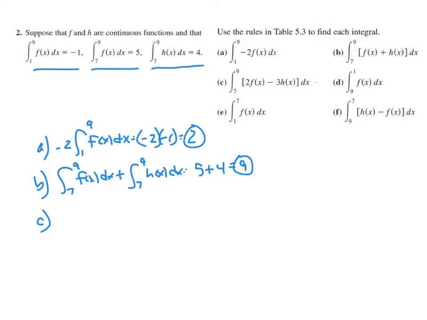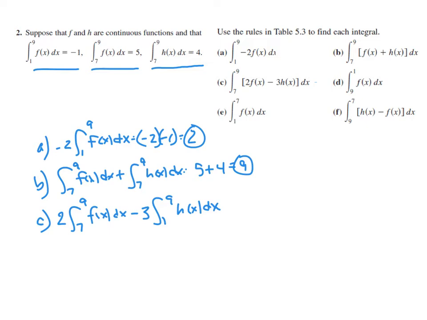Let's keep going. C. All right, now what's going on in C? Well, it's got a couple things going on. I've got subtraction on the same interval, so I could separate them, and I've got some coefficients. So let's kind of do two things at once. So I can take that 2 out, 7 to 9 of f of x. And hey, if you know what you're doing, pause me. Go ahead and try it on your own. You don't have to wait for me.